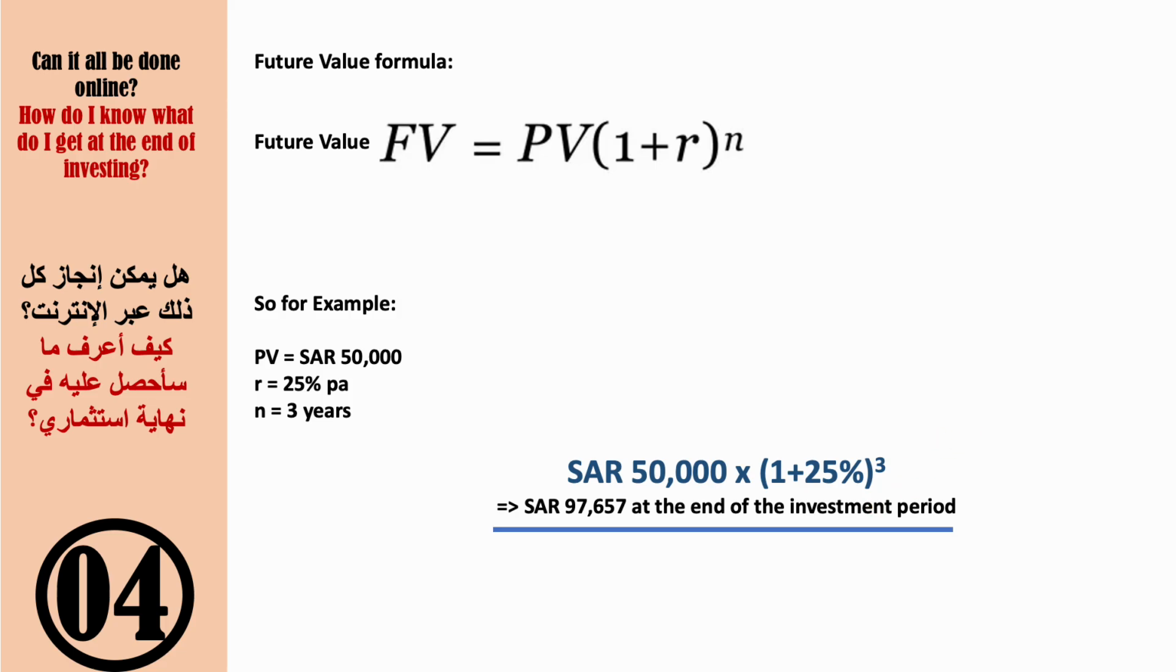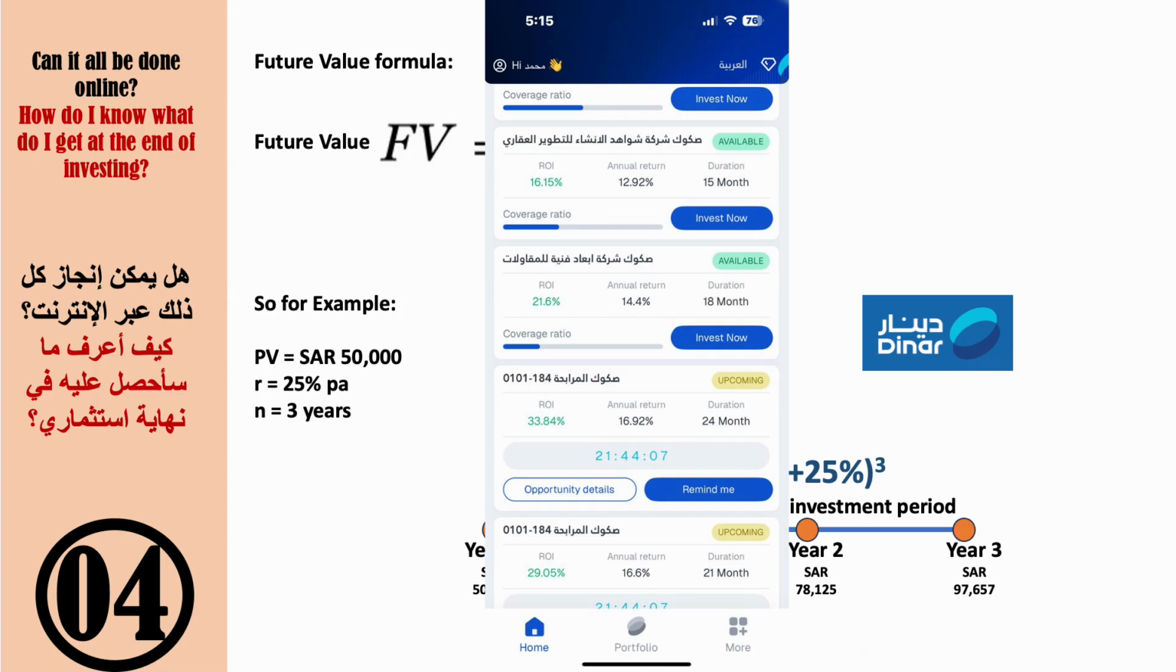Let's look at a timeline. How much is your investment worth on day zero when we started? It's 50,000 reals. On the last day of the first year, your investment is worth 62,500. The last day of the second year, your investment is worth 78,125, and at the end of the 3 years, your investment is worth 97,657 reals.